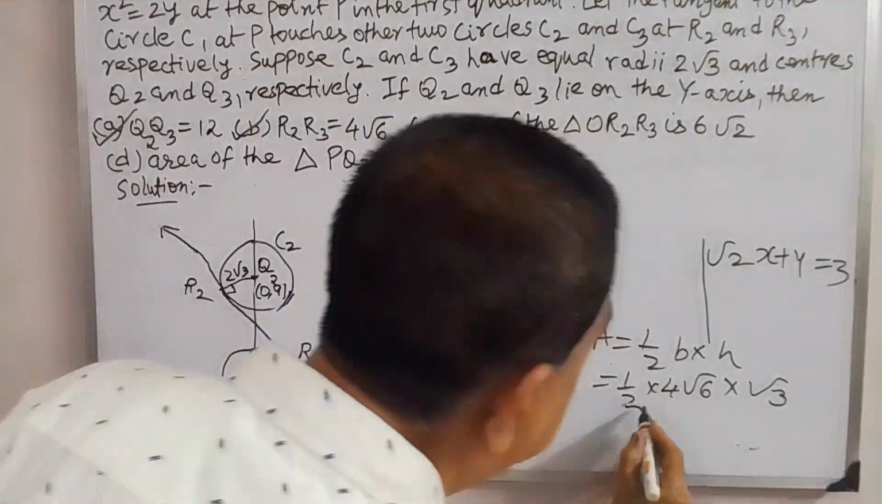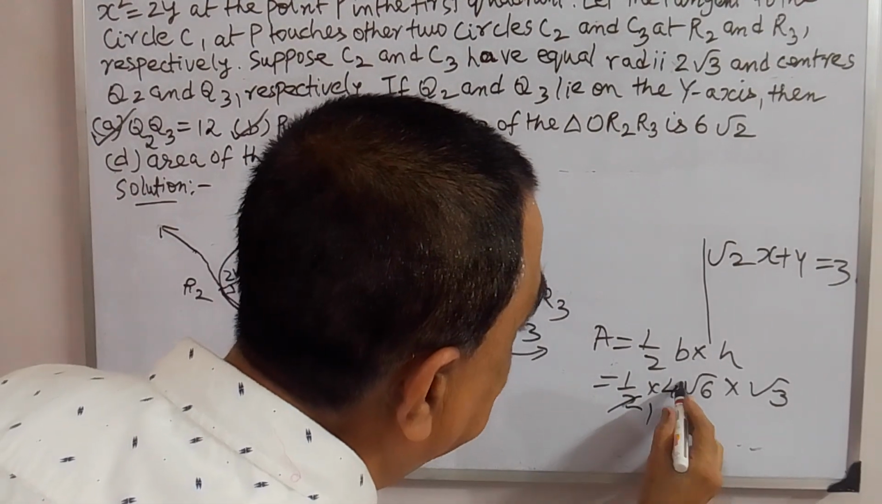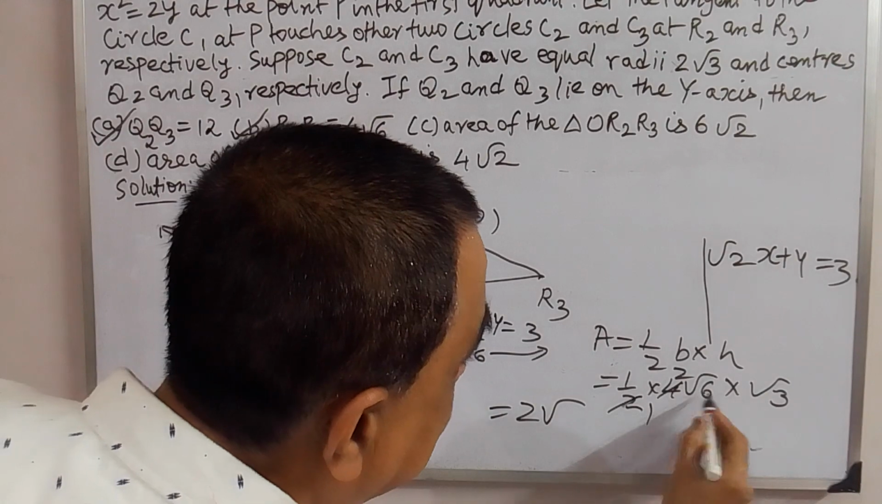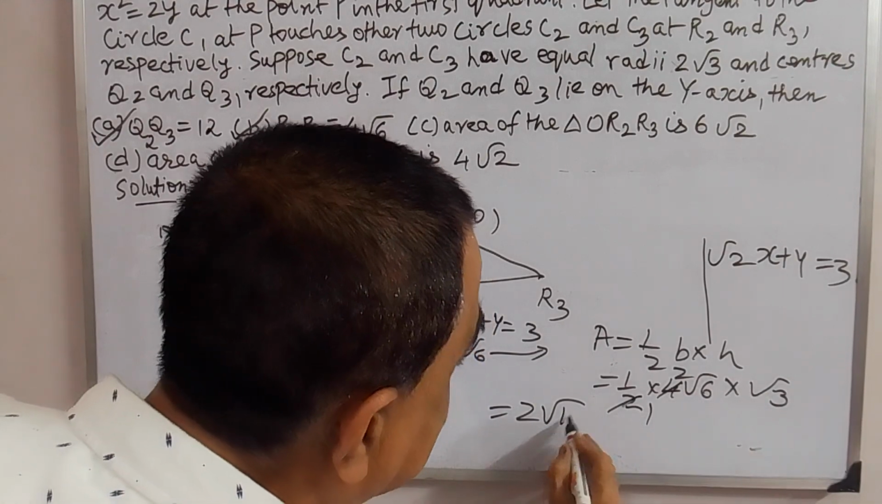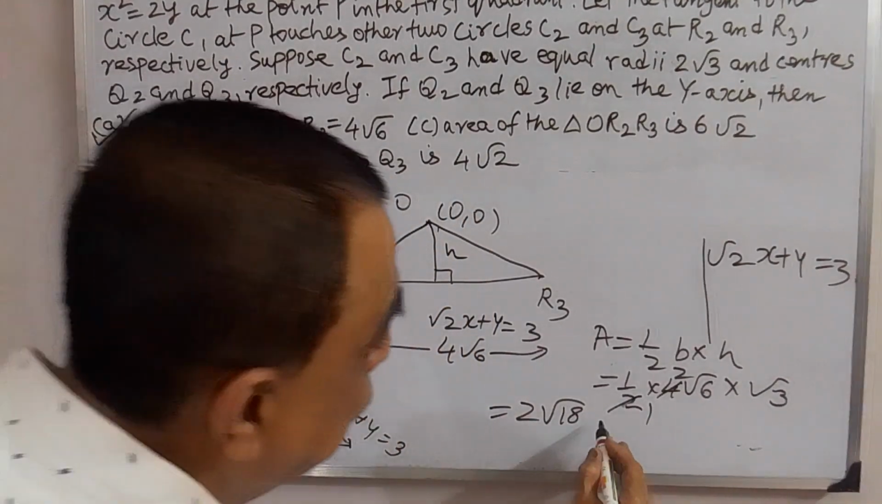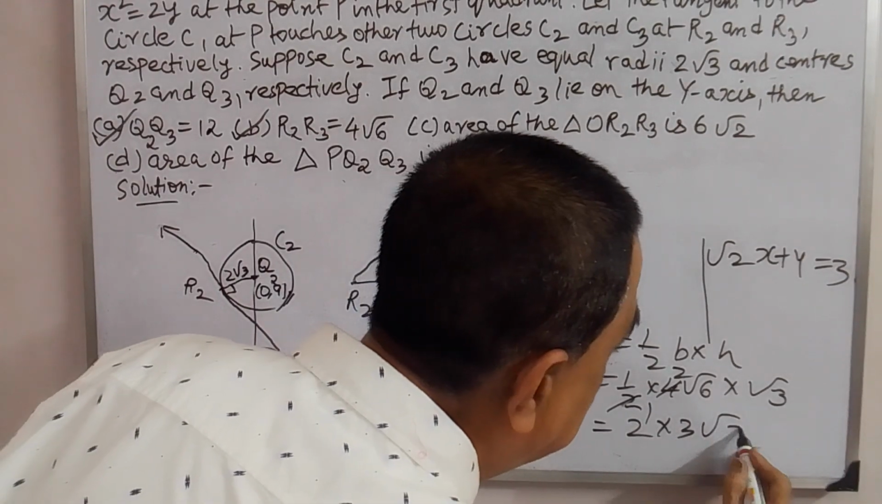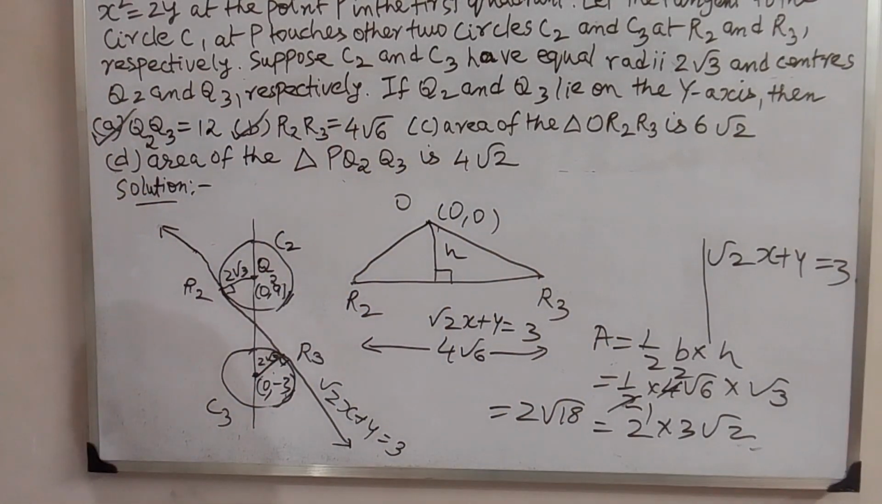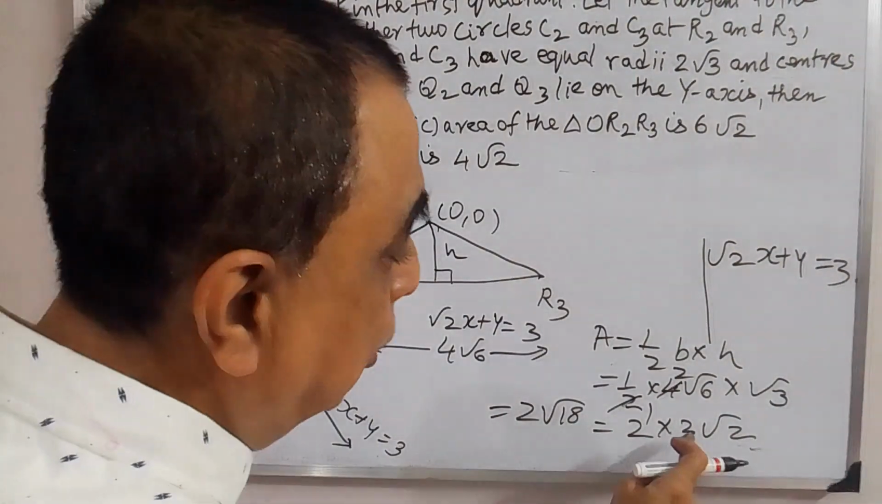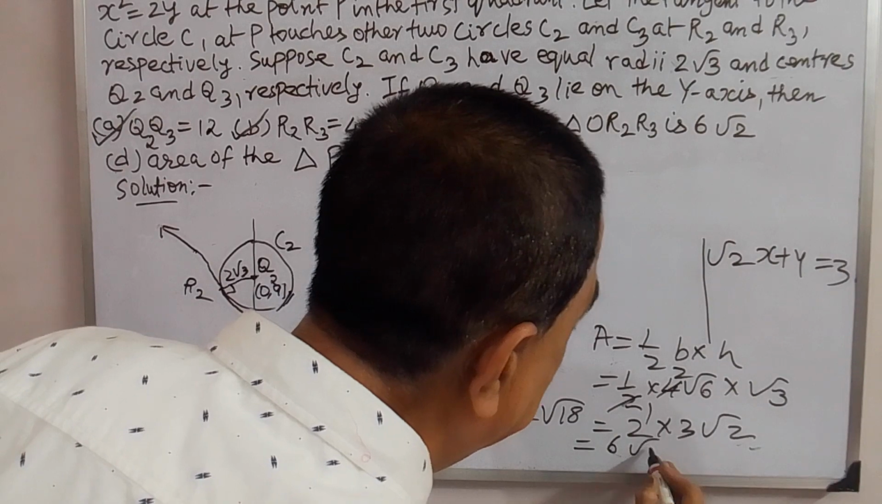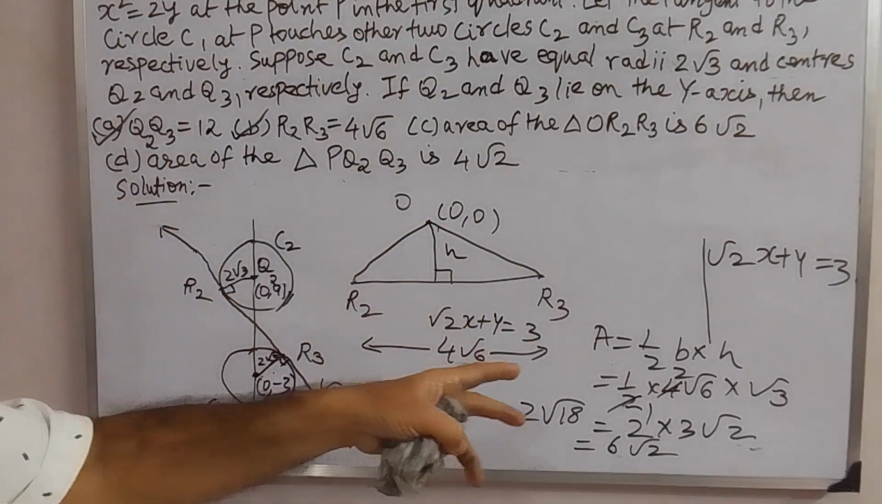Now cancel, 2 1s are 2, 2 2s are 4. So that is 2 root 6 into root 3, that is root 18. So root 18 can be written as 3 root 2, because 18 is 9 2s are 18, and the square root of 9 is 3. So that is 2 3s are 6 root 2. So that is the area.